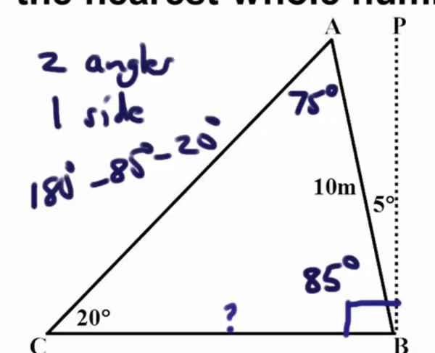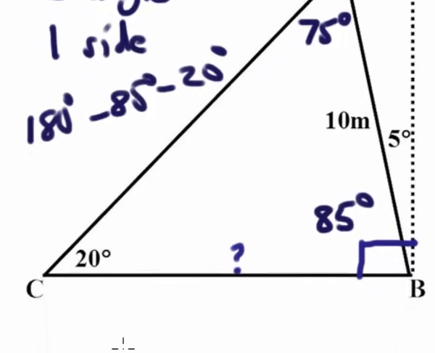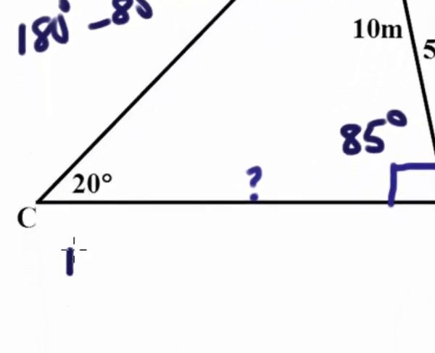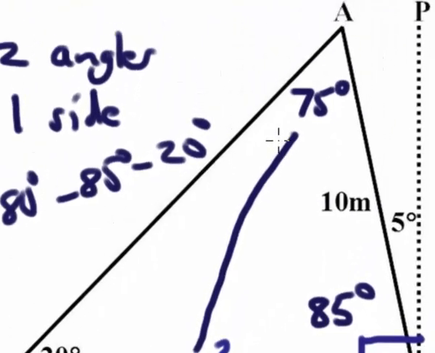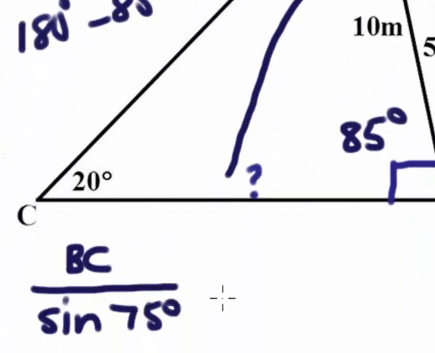Now watch this, people. It's very simple. You want the length of BC. So let's write BC down, divided by, now you've got to go to the sine of an angle. Well, what is opposite the length of BC? It is the sine of 75 equals.